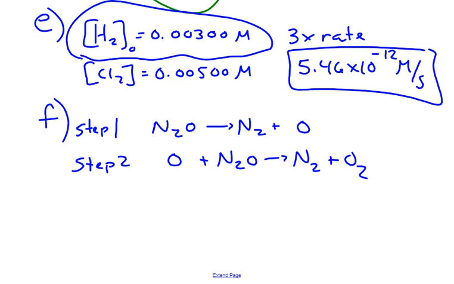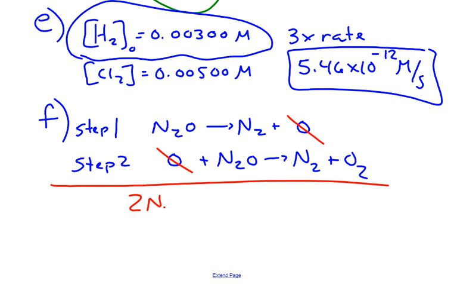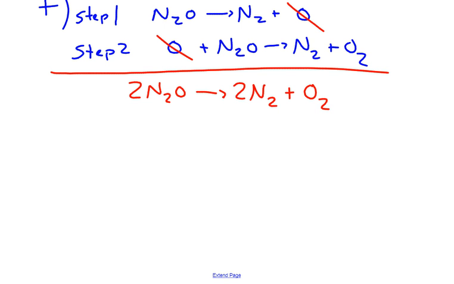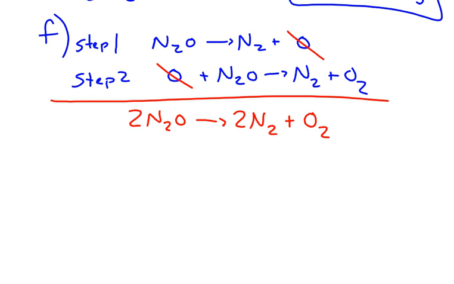Doesn't say anything else. Well, if these are steps, you set them up. So, looks like that cancels. These add up, so it's 2N2O gives 2N2 plus oxygen. Two points. Take it. The only reason they make that easy is that they're setting you up for a final problem.